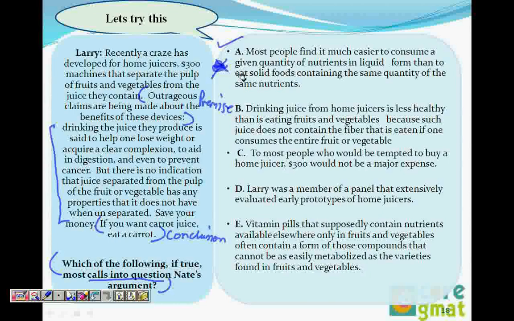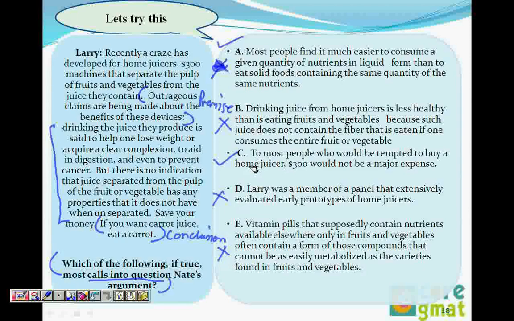So let's look at it again. Most people find it much easier to consume a given quantity of nutrients in liquid form than to eat solid foods containing the same quantity. We'll keep it because it promotes. Drinking juice from home juicers is less healthy than is eating fruits. This doesn't promote it. To most people who would be tempted to buy a home juicer, $300 would not be a major expense. This promotes. Larry was a member of a panel that extensively evaluated early prototypes of home juicers. Doesn't make sense. Vitamin pills that supposedly contain nutrients available elsewhere only in fruits and vegetables often contain a form of those compounds that cannot be as easily metabolized as the varieties found in fruits and vegetables. Nothing to do with it.